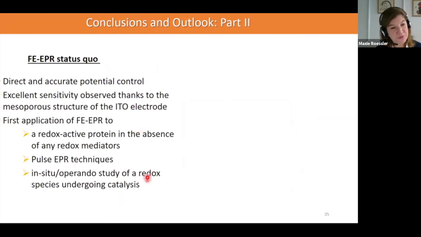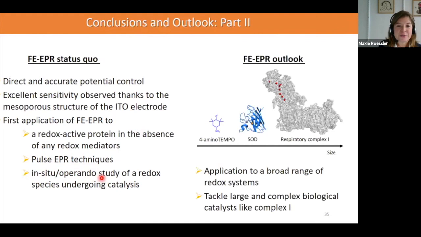We've actually also shown that it's combinable with pulsed EPR, which I haven't shown you here today. And in the outlook, I showed you that we can actually really do operando studies as well, which we are now extending to catalysis as well. So as an outlook, as a vision, ultimately, I'd like to be able to apply this to really complex proteins, such as the complex ones that I've shown you in the first part of my talk. Clearly, we are still some way away from this, but I hope we are on the right track.